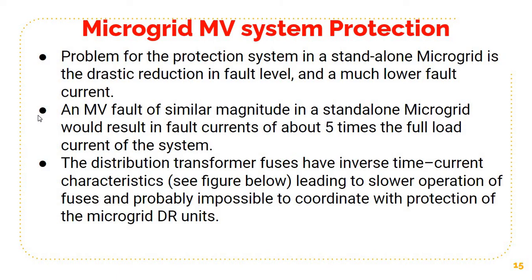Now the distribution transformer fuses have inverse time current characteristics. We will see it in the next slide. So inverse time current characteristics means as the currents are high, the operation time will be low. So this leads to slower operation of fuses and probably impossible to coordinate with protection of the microgrid DR units.